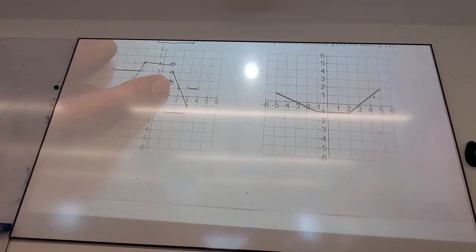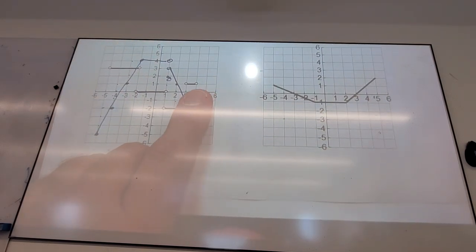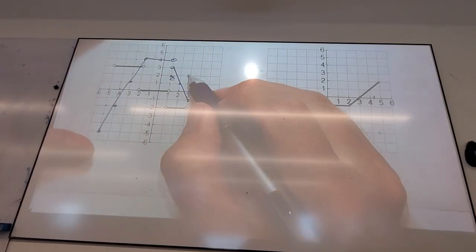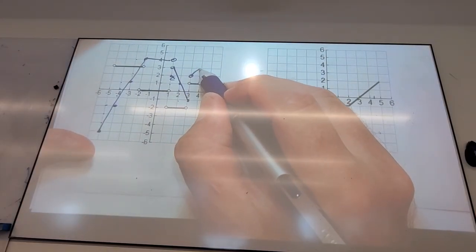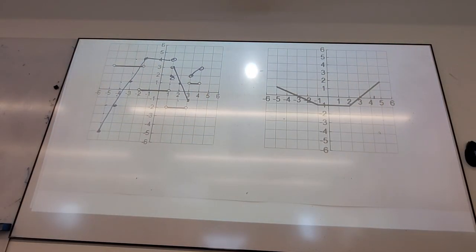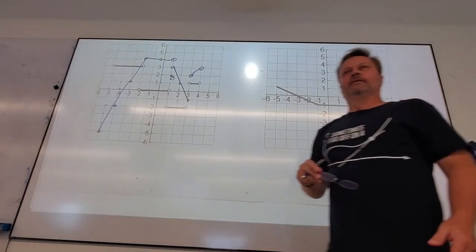You could have put this segment up here. I don't care, you put it anywhere. Slope -2, you're good. What's the slope between these 2? 1. So then I can start here if I want to, and go up 1 over 1. Yes?